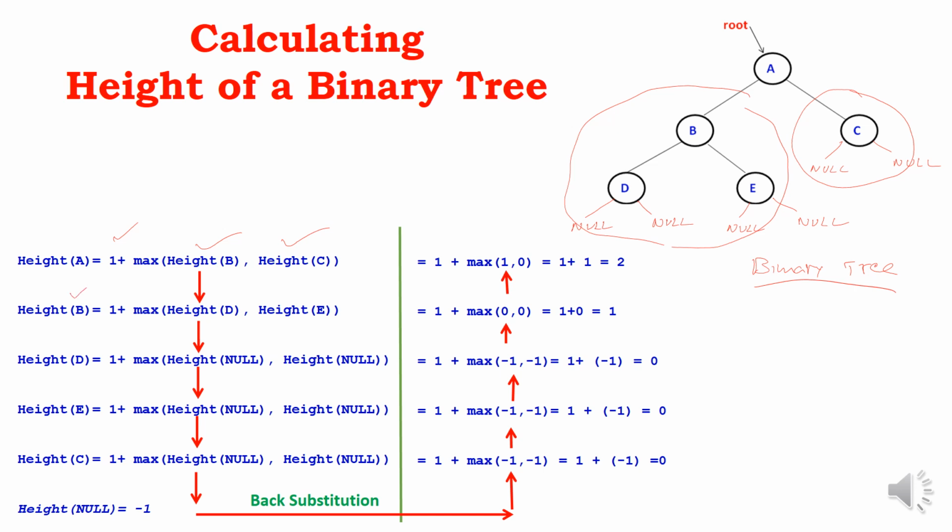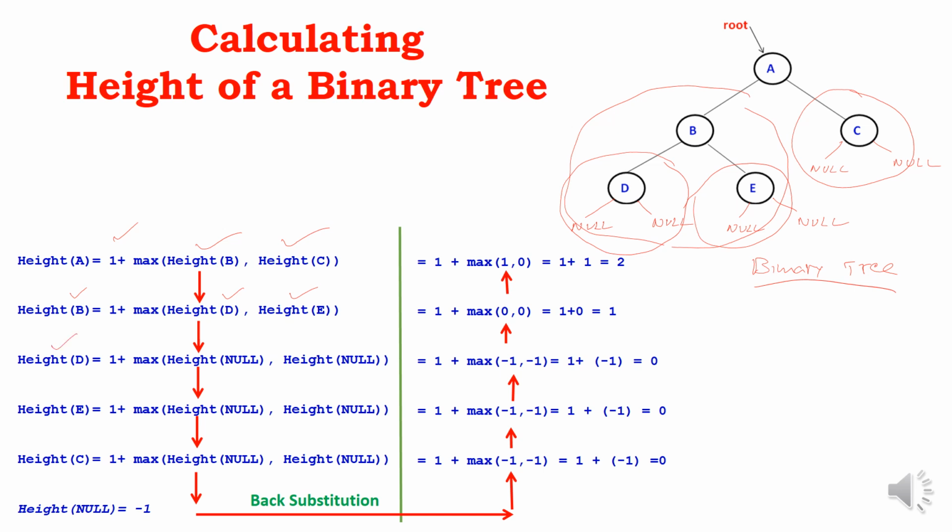Height of B can again be calculated recursively as height of its left subtree comma height of its right subtree. So if we want to find height of B, that could be 1 plus maximum of height of its left subtree and height of its right subtree. That is 1 plus maximum of height of D comma height of E. Left of B is D, right of B is E. Then we don't know what is height of D. Again, calculate height of D.